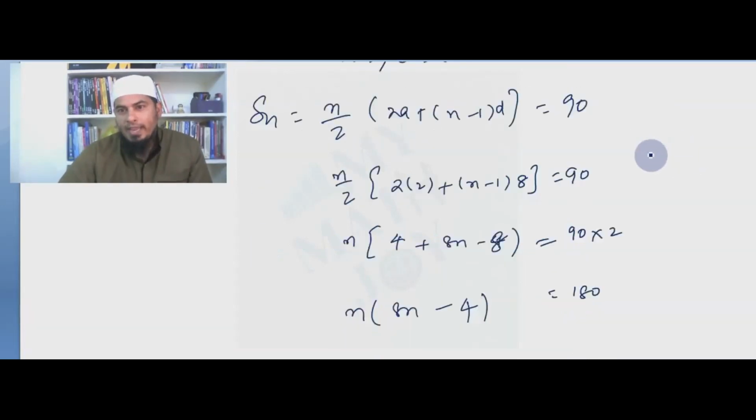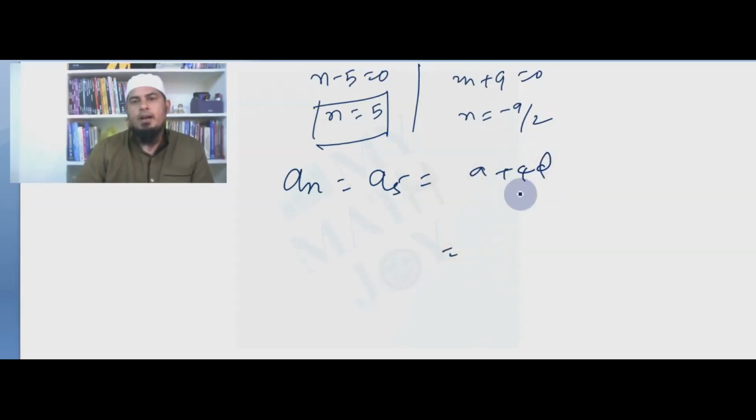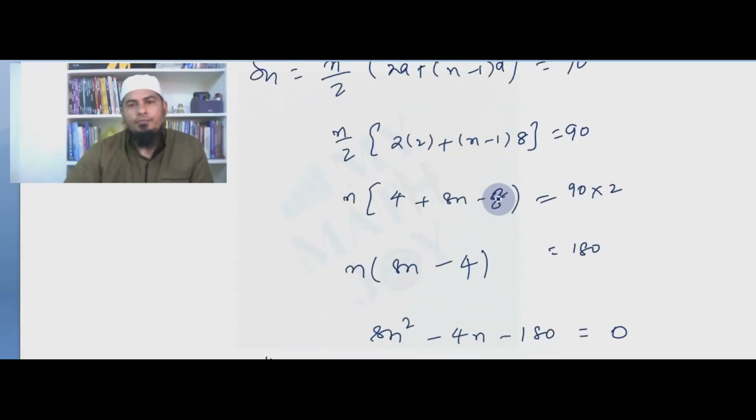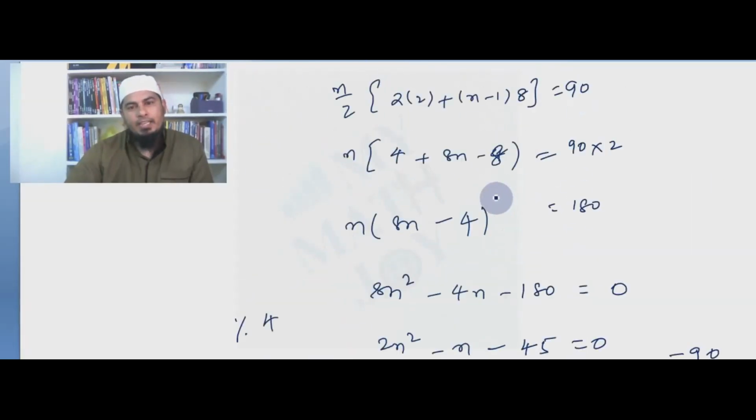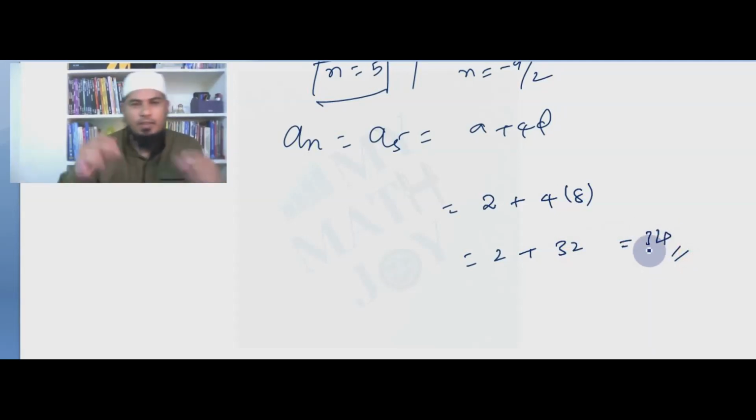Now he wants the an value. an is nothing but a5 that he wants, so we calculate a plus 4d. A is 2 and d is 8. So 2 plus 32 is 34. In this way we'll get the answer.